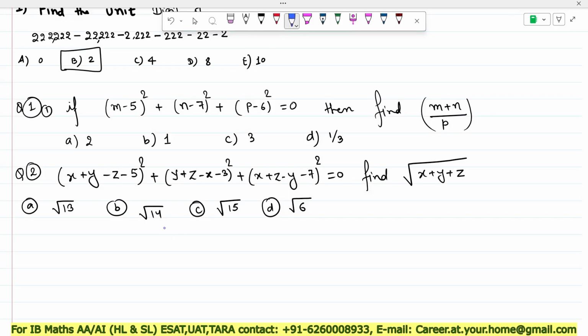If I'm doing the ESAT, if these were there, how much time would you recommend I spend on these two questions in the exam? Basically, 2 minutes maximum. In 1 minute, both of these two questions can be solved.